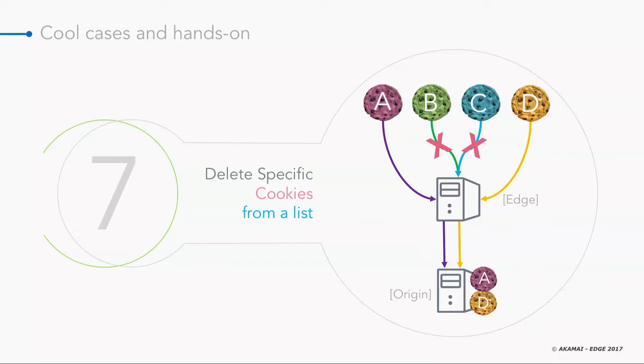So in this case, this is the expected result. We are expecting to delete B and C, and at the origin, the only cookies that are reaching are A and D.